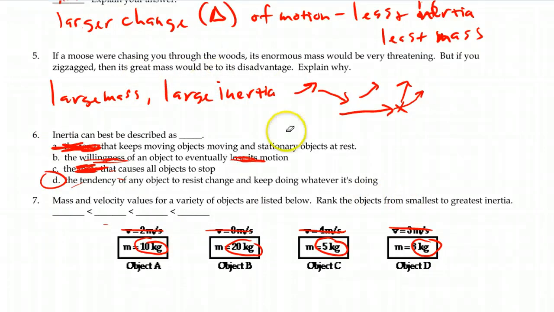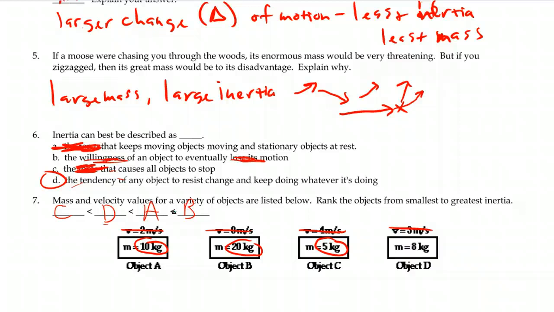So you want to look at the numbers and put them in order of least amount of mass on the left to highest amount of mass on the right. 5 is our smallest, so that's going to be object C. 8's next, that's object D. A next at 10 kilograms, and then finally object B. So if one of these was moving in a straight line at a constant speed, the one that would be hardest to stop, hardest to turn, hardest to change its current state of motion would be object B.